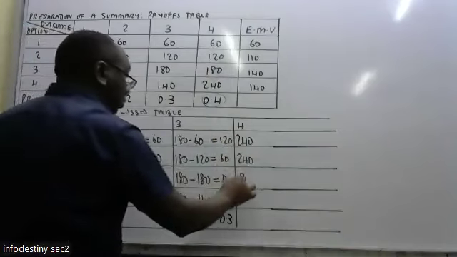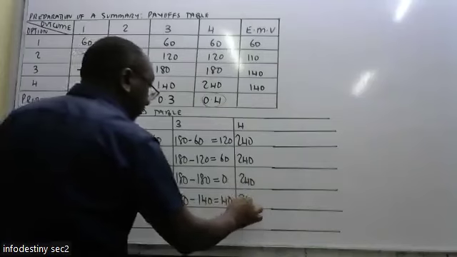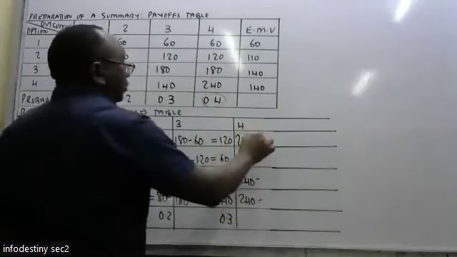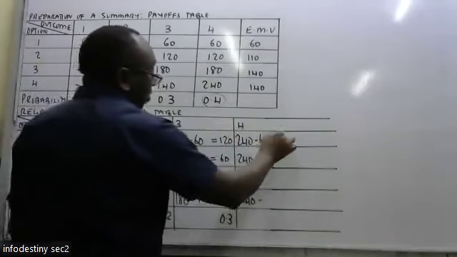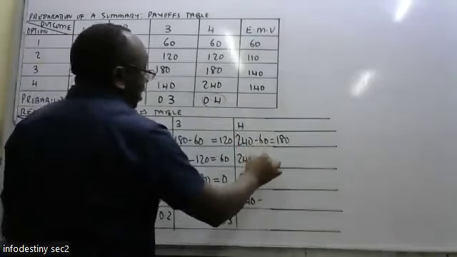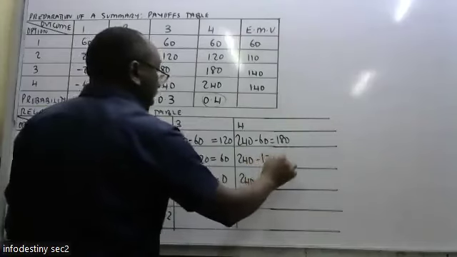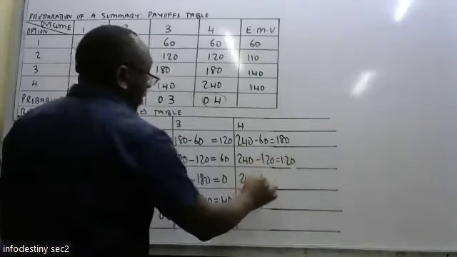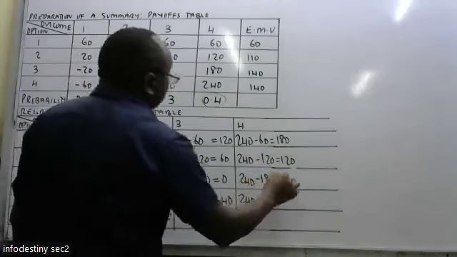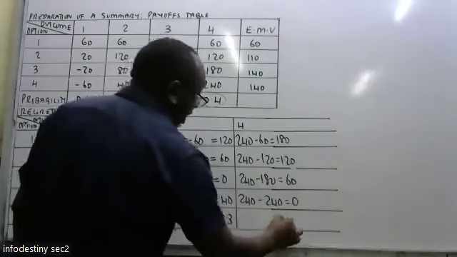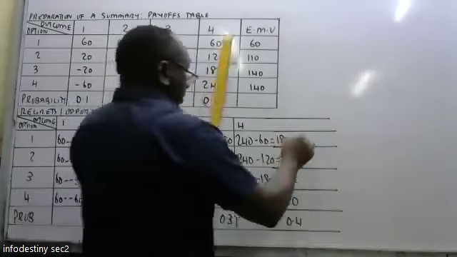When we come to number 4, 240 is the highest. So 240, 240, 240. You minus 60 to get what? 180. You minus 120 to get 120 again. You minus 180 to get what? 60. You minus 240 to get what? 0. And this is 0.4.